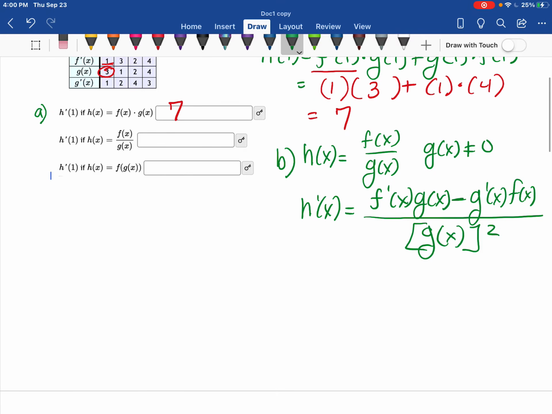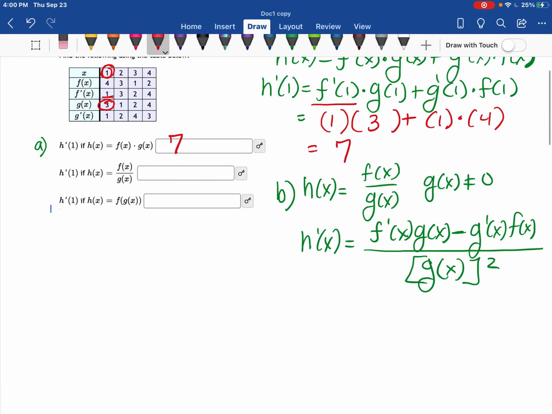So now I have to go ahead and plug in all of these values. We found in the table that when I plug in 1 for f prime, so now I'm going to plug in my 1's everywhere. So I can evaluate this at 1. When I plug in 1 into f prime, I'm going to get 1. When I plug in 1 into g, I'm going to get 3. When I plug in 1 into g prime, I get 1. And when I plug in 1 into f, I get 4.